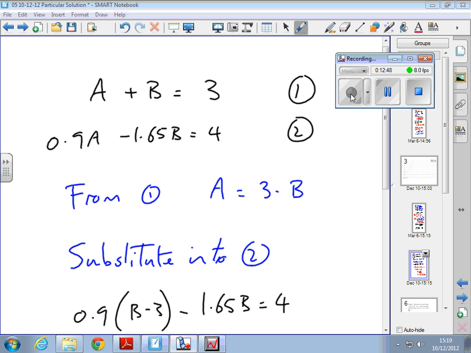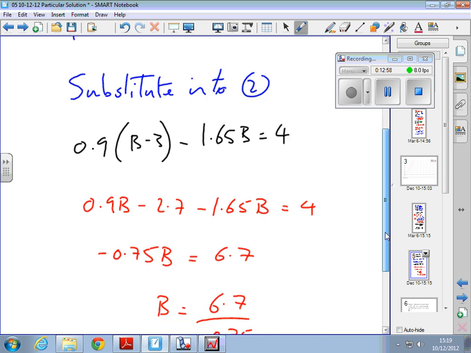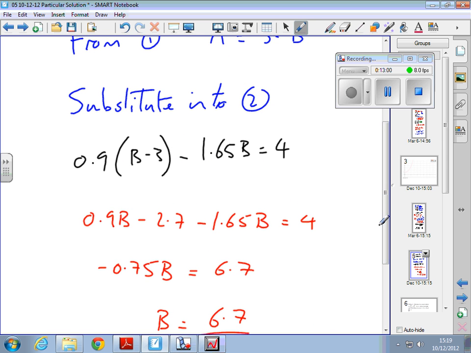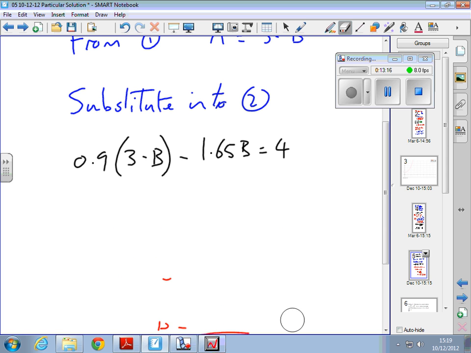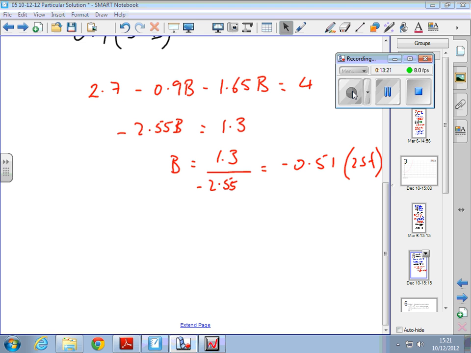Backtracking, note the deliberate mistake. Who told me it was b minus 3? It wasn't you, was it, Mark? A equals 3 minus b. So that's going to change this, isn't it? Thank you for that, Mike. That's going to be a 3 minus b, which is going to change the whole thing. So, sorry, this is wrong. Start again. So b equals negative 0.51 now, sorry, okay?